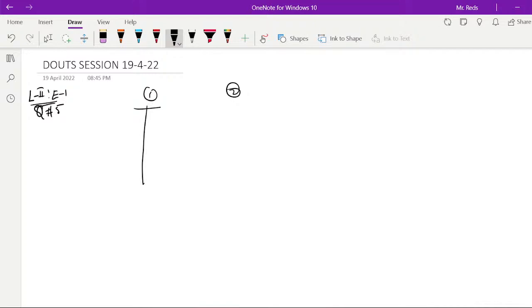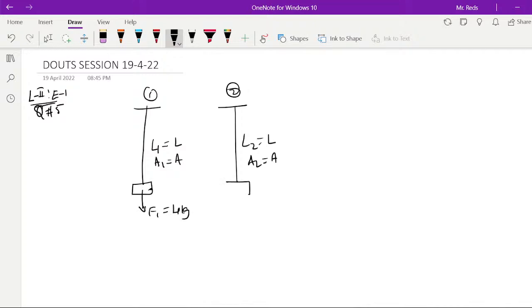And they are of the same dimensions. Same dimensions means you can understand that length is the same: L1 is equal to L, and L2 is equal to L. And the same dimensions means the area as well: A1 is equal to A, A2 is equal to A. So two wires A and B of the same dimensions, meaning length and area, are under loads of 4 kg and 5.5 kg. So a load F1 is equal to 4 kg is applied on this, and a load F2 is equal to 5.5 kg is applied.